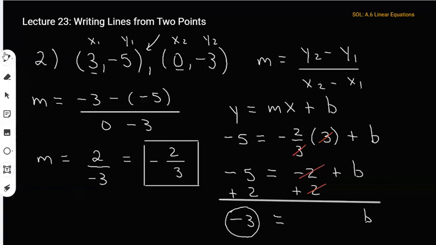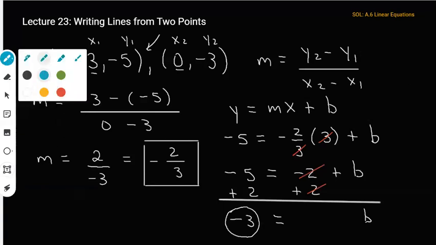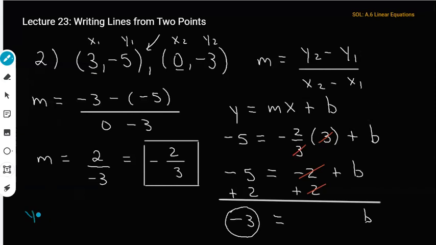So now that I know my slope and I know my y-intercept, I can write out my answer as -2/3 x minus 3. That's going to be my line. And I'll let you graph that to verify that it does go through those 2 points.